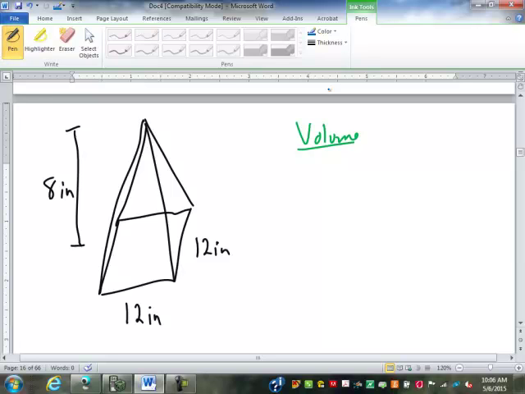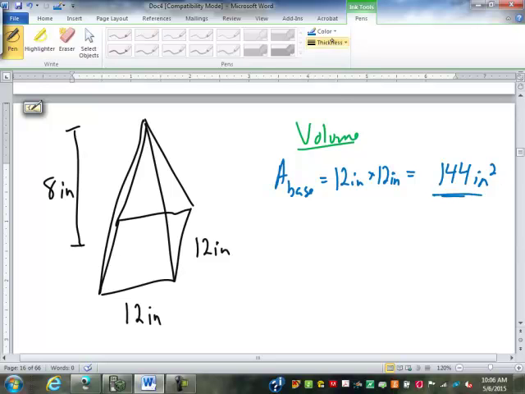Excuse me. For the volume, our first step is going to be to find the area of the base, which will be what? 12 times 12, or 144 square inches. Then we take the area of the base. Oops, I was thinking 144 times 8, and I mixed them together.